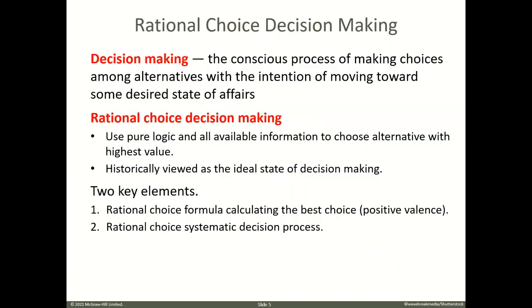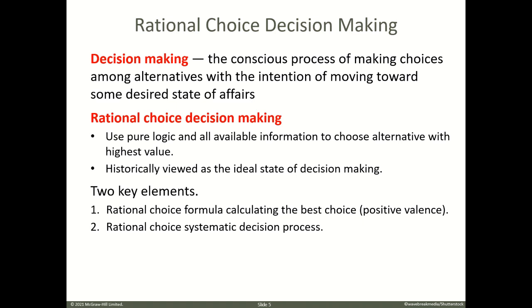Rational choice decision making. First of all, what is decision making? This is the conscious process of making choices among alternatives with the intention of moving towards some desired state of affairs. We have an objective in our mind that we want to achieve, and we have different alternatives. From those alternatives, we are going to use the best one. In this case, one approach is the rational choice decision making process.